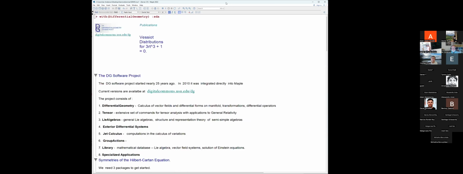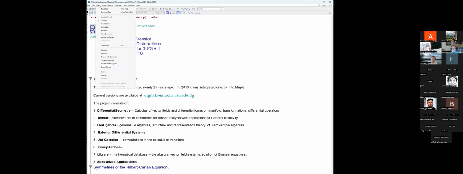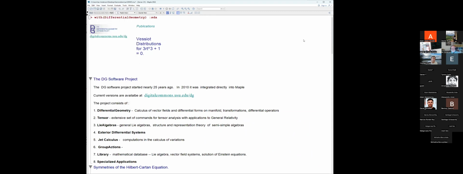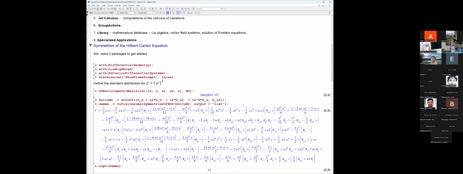Let me have something here. It looks better than Mathematica for sure. Let me do something here. Let me hide. Just a second. Well, I want to undo output. Let's try that. Okay. Well, we'll leave it as it is. Let me just go back and do. Okay, so there's our distribution right there.